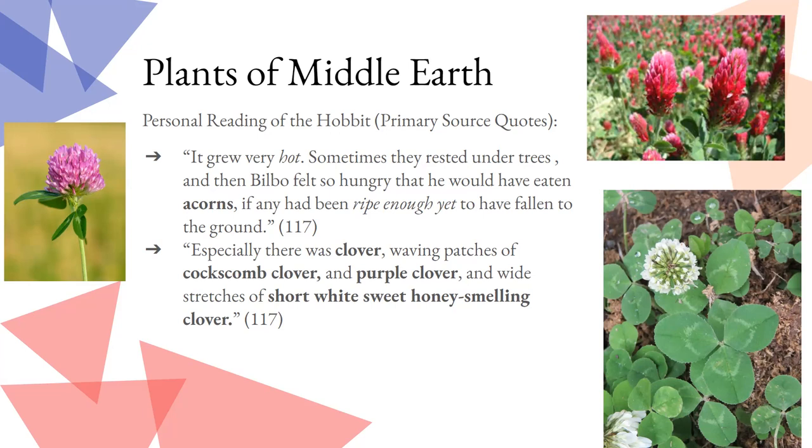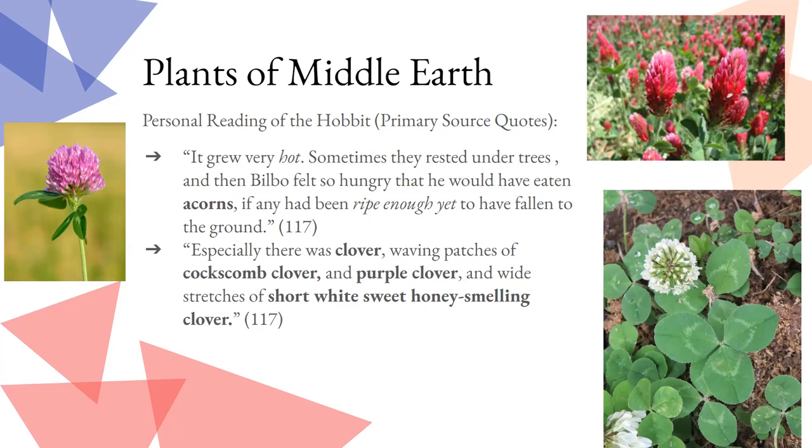So genus Trifolium is the genus of clovers. He says wavy patches of coxcomb clover, purple clover, and wide stretches of short, white, sweet, honey-smelling clover. This is what we have in America. We also have that one. These are both non-native in the US, but they are native to Europe. And we also have this one as well, which is the coxcomb clover.